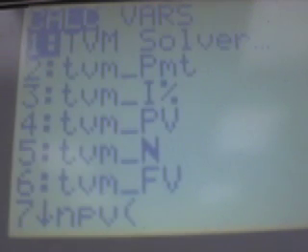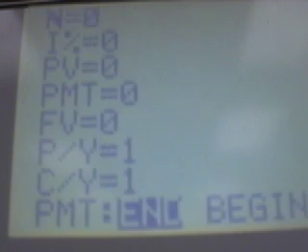This brings up a menu of items, most starting with the letters TVM. This abbreviation stands for Time Value of Money. We will work exclusively with the first item on this list, TVM Solver. It is already highlighted, so just press Enter. This brings up the screen that we will use for all our problems. We need to know what each item on this list represents.